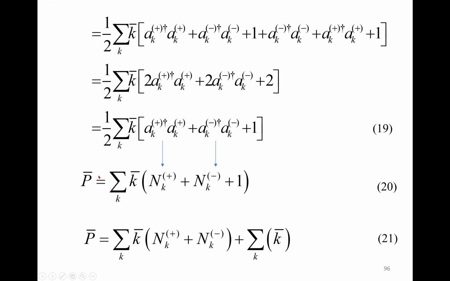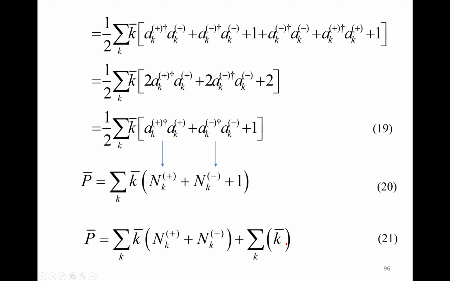So we have the momentum vector which is equal to summation over k vector, and this can be replaced with n_k plus, and this can be replaced with n_k minus, which are all number operators, and plus 1 as it is like this. So this is equation 20. Now next I am going to write separately the summation with the number operators and the summation over k in terms of k.